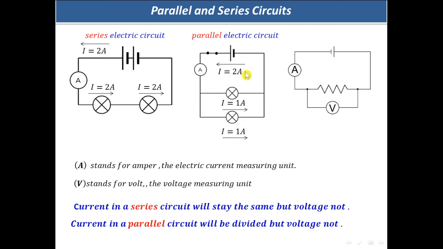In a parallel circuit, the current will be divided in two, but the potential difference, or the voltage across this load and across this load, is the same. So if you have here a cell, for example, 1.5 volt, then here will be 1.5 volt and here will be 1.5 volt. And here, no, the voltages are different, because they are connected in series.